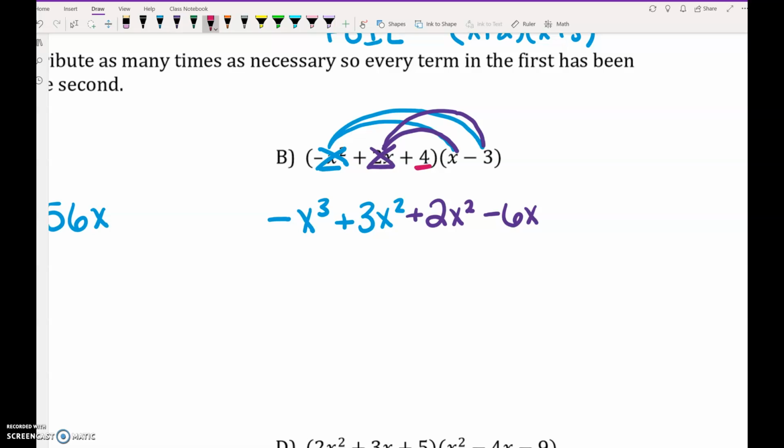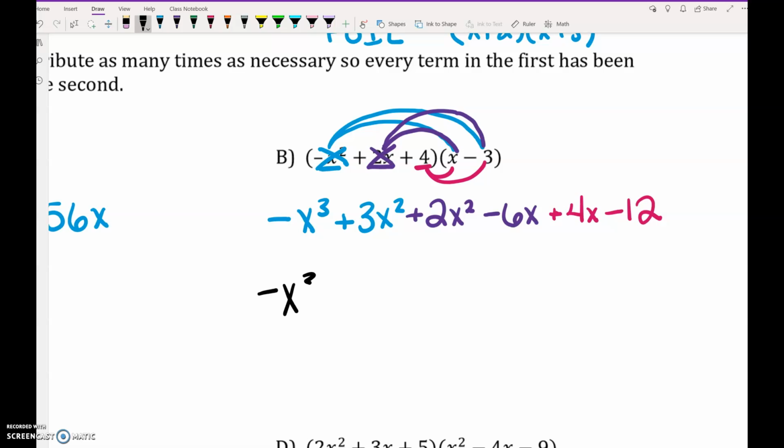Now we need to distribute the 4. 4 times x is 4x. 4 times negative 3 is negative 12. Once you're all done distributing, you are done multiplying. You're not going to multiply again. You've done the multiplication. Now it's combining like terms.